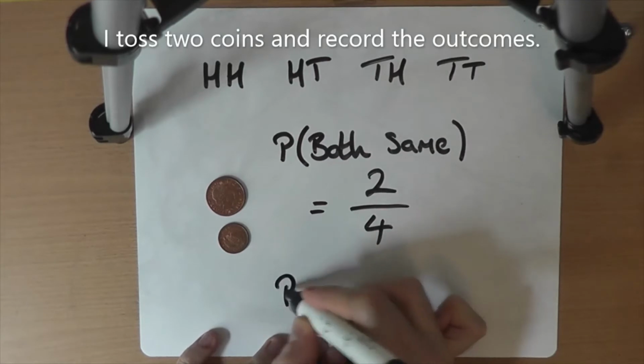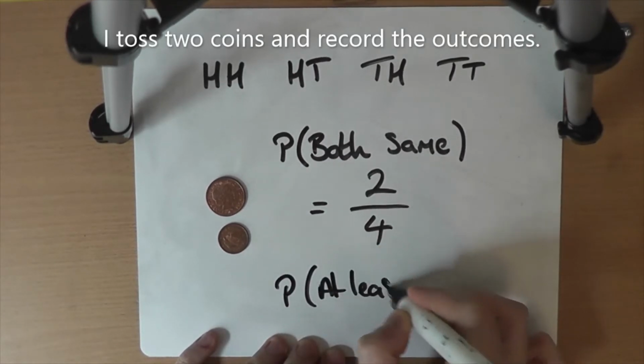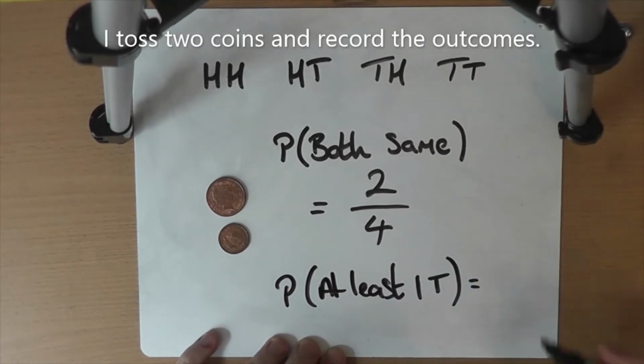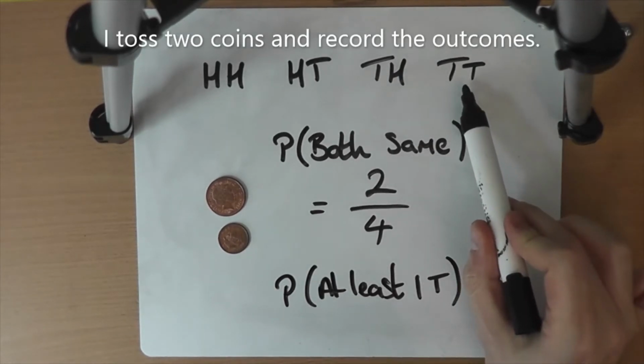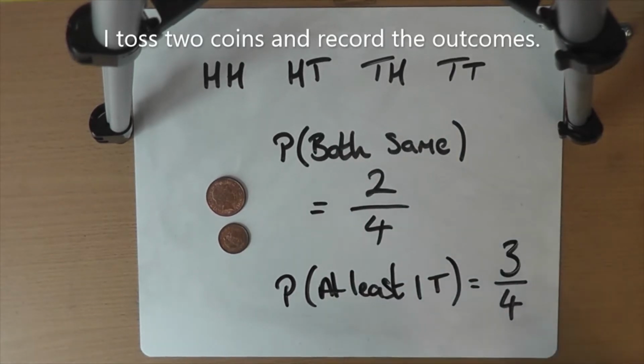We could also look at, for example, the probability of at least 1 tail. Well, there are 4 possible options again. How many of those contain at least 1 tail? Well, this one does. It contains at least 1 tail. This one does, and this one does. So 3 possible options. But by listing all of the potential outcomes, we've then been able to find our probabilities just by doing a little bit of counting.